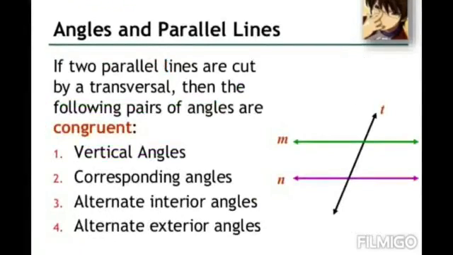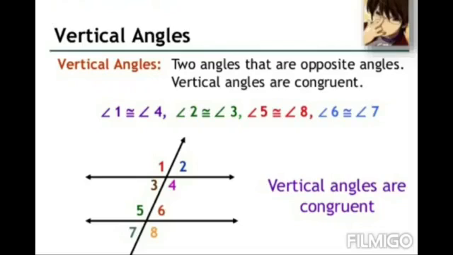If two parallel lines are cut by a transversal, then the following pairs of angles are congruent, meaning equal: vertically opposite angles, corresponding angles, alternate interior angles, and alternate exterior angles. These are always equal. That means vertically opposite angles, angle 1 equals angle 4, angle 2 equals angle 3, angle 5 equals angle 8, and angle 6 equals angle 7. These are vertically opposite angles and are congruent, meaning equal.